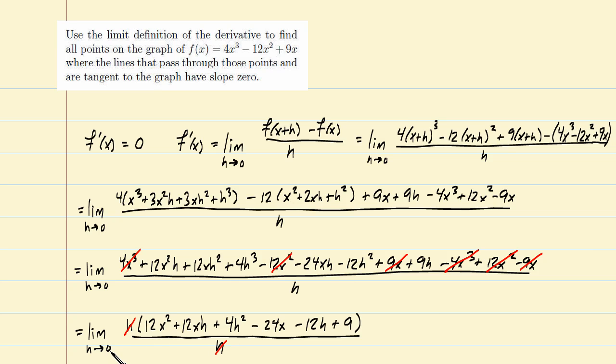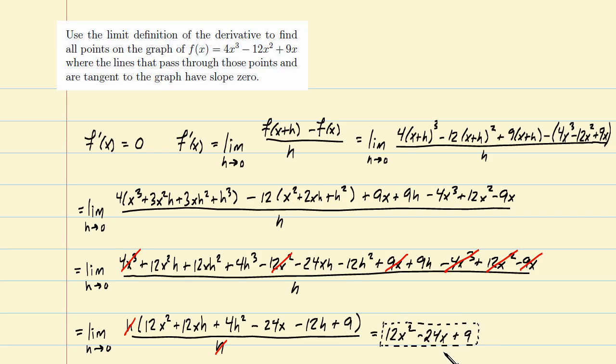And so now all we're looking at is the limit of what is a polynomial in h. And we know we can find limits of polynomials simply by plugging in the value here, in this case 0, in for h. So let's see what happens when we do that. Of course, this remains 12x squared. Here, 12x times 0 is 0. That goes away. 4h squared, that's 4 times 0 squared. That also goes away. Minus 24x, minus 12 times 0, that goes away. And finally, plus 9. And so that is the derivative.